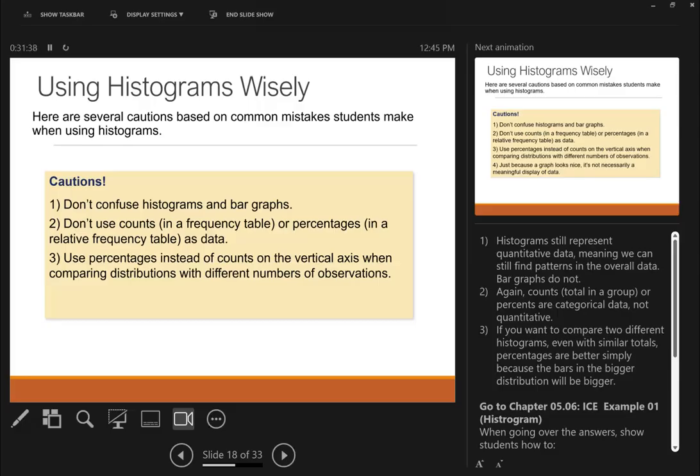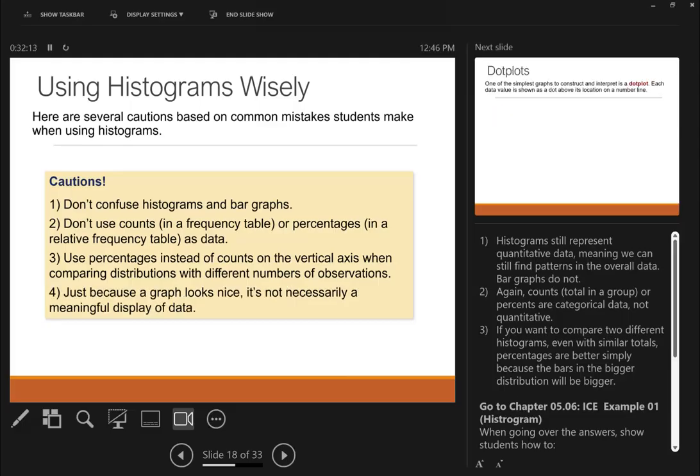If you're comparing 2 distributions that have different numbers of things in them, you should be using relative frequencies as opposed to counts. So if I'm comparing boys and girls and their GPAs, if I survey 10 boys and 100 girls and I'm like, oh look, 5 times as many girls have a 4.0 as boys, well, you picked 5 times as many girls than you did boys. A percentage basis there makes so much more sense, right? That's what that last bullet point is saying.